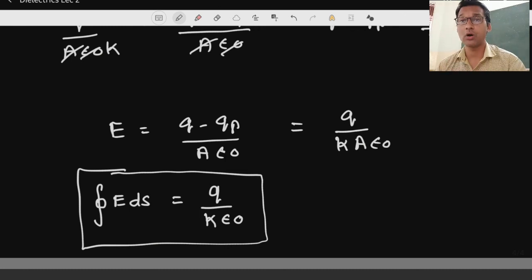We don't have to go through all these calculations. We don't have to find Q minus QP or the net charges. We only have to know the free charges. If we know the net free charges inside that surface and the dielectric constant, we can find the electric field in the presence of any dielectric medium. So this was the Gauss law for a dielectric medium, and the relation between the electric field in vacuum and the electric field in the presence of a dielectric medium.